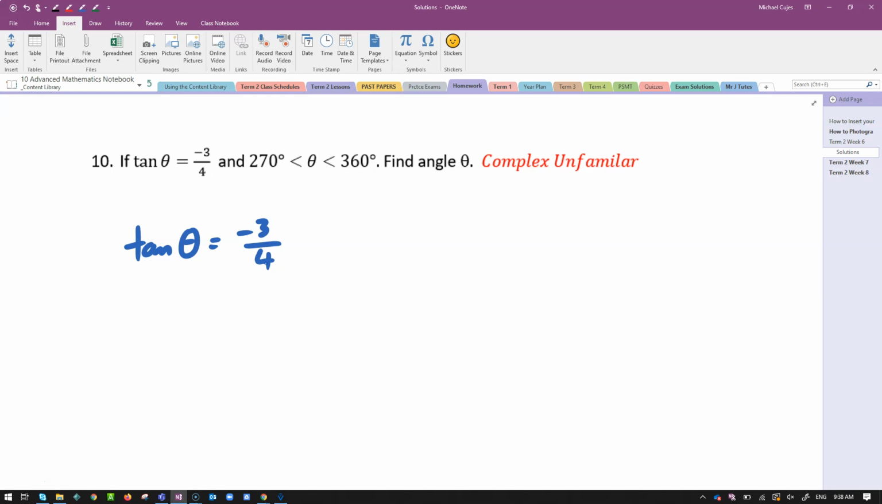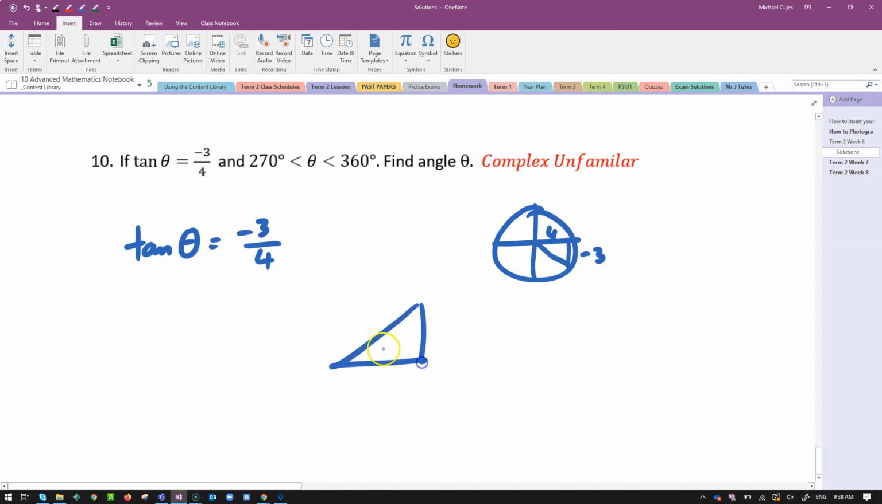So some people struggle. The way to do these questions, the negative is just referring to which quadrant I'm in. But I can still draw the triangle that would reside in that quadrant. Now, it's got to go down 3 and across 4. So that's going to be down 3 and across 4. I can draw an equivalent triangle. You just draw any triangle with an angle, opposite side 3, adjacent side 4.